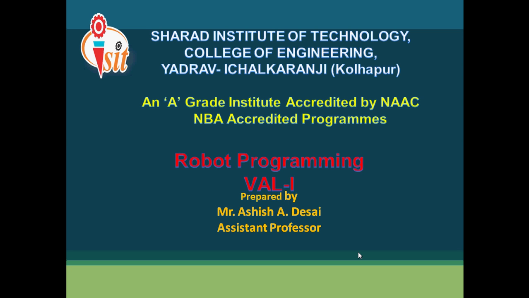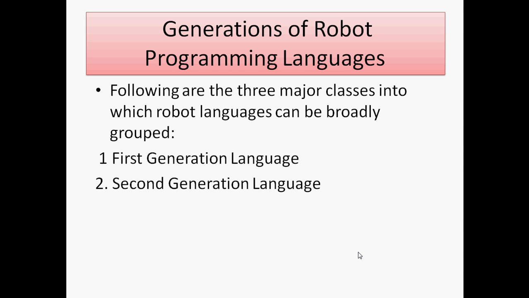Today we are going to discuss robotic programming, Vol 1. So we are discussing the robot language. In that, we are going to discuss first the generation of robot programming languages. Firstly, there are criteria having three classes in a robot language: first generation, second generation, third generation. We'll focus on the first two generations, then we will discuss the third generation language.